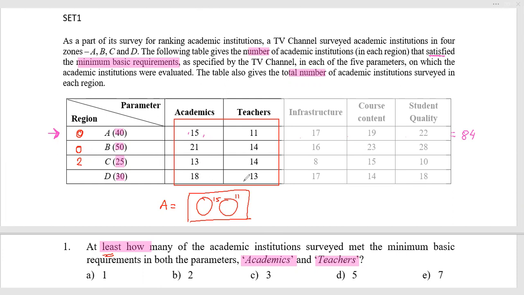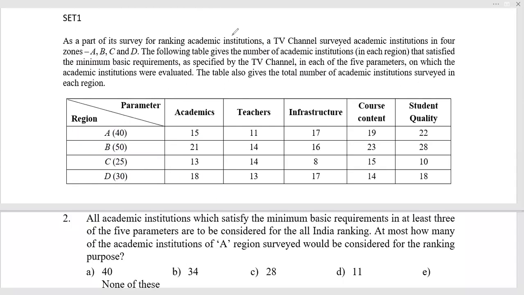Here also, 18 and 13 together is 31, one more, so 1. That means our three institutions, at least three institutions, are both satisfying academics and teacher. So three would be the answer in this case. This type of logic we will try to elaborate in our next questions also. Please check the next question.